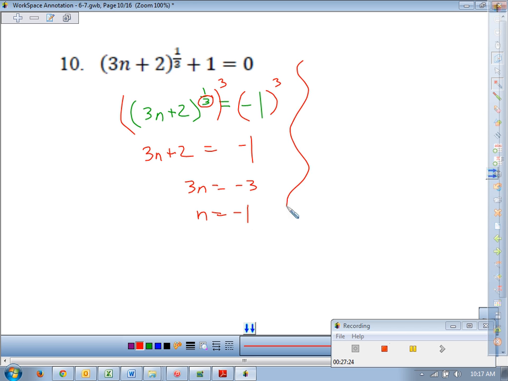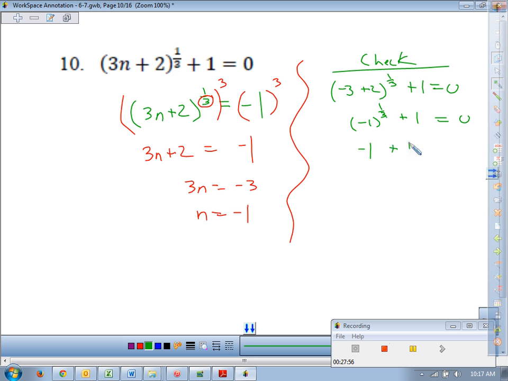And we got to check him. Check yourself before you wreck yourself. You'll get (-1) to the 1/3 plus 1 equals 0. This is saying cube root of -1. What's the cube root of -1? Since it's an odd root, you can do it. It's -1 plus 1 equals 0. Check them.